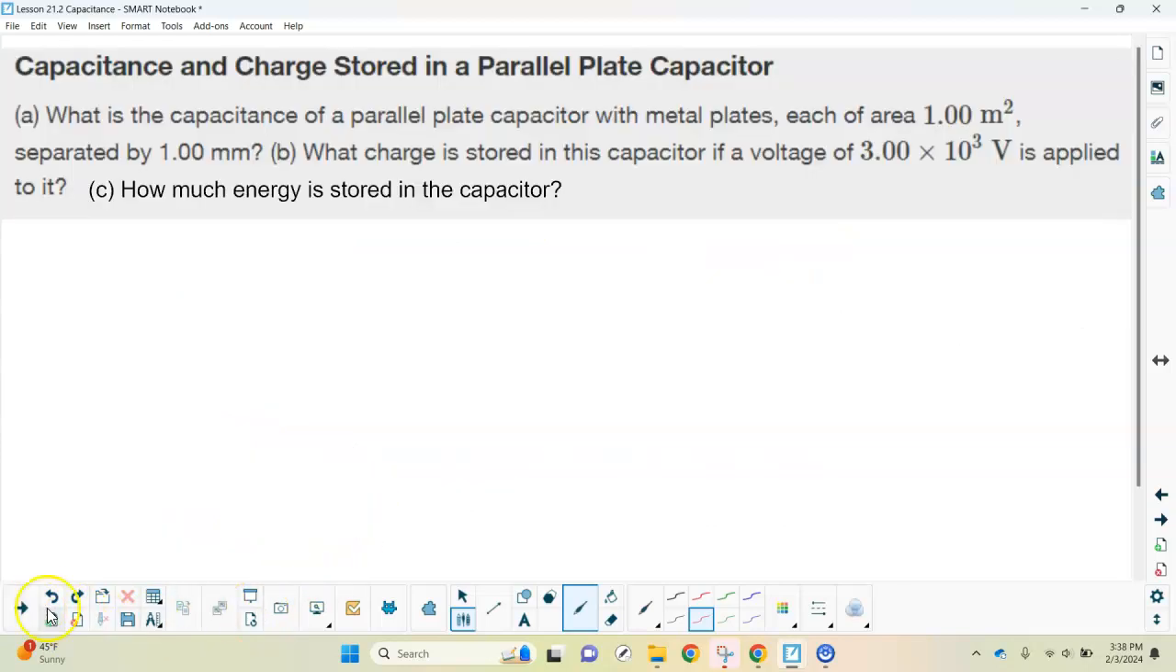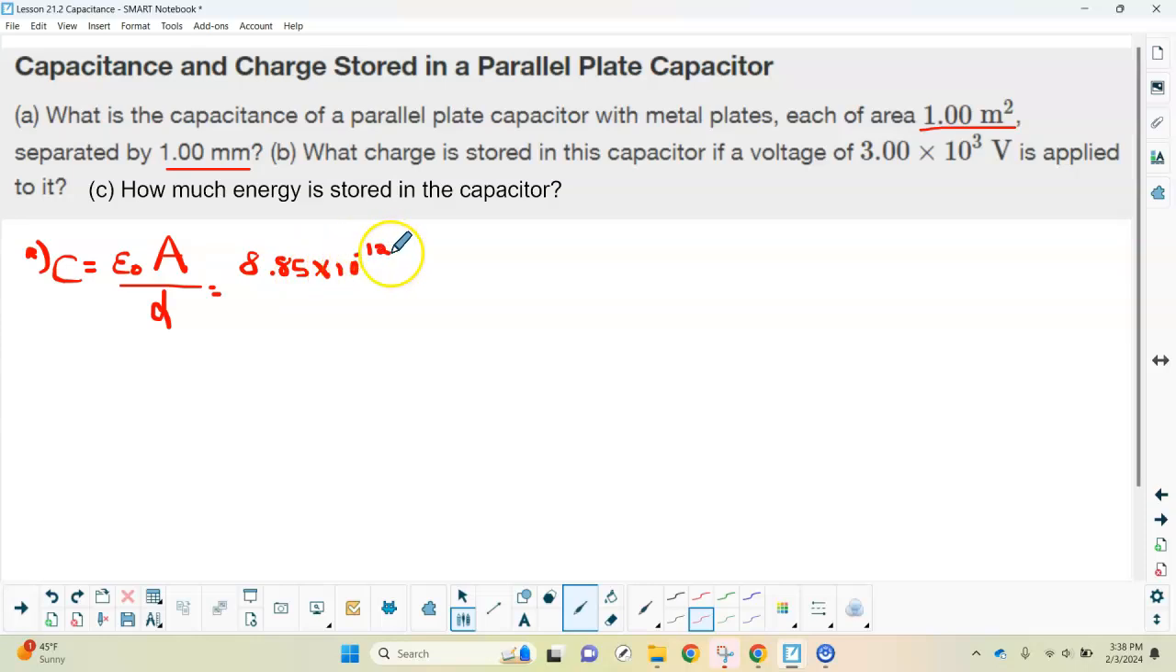All right, so let's go ahead and go through a problem using those formulas. It says, for part A, what is the capacitance of a parallel plate capacitor with metal plates, each of area 1 meter squared, separated by 1 millimeter? We're going to use that last equation that we just had. So part A, C is equal to epsilon naught times A divided by D. Epsilon naught is a constant, so that's 8.85 times 10 to the negative 12th.